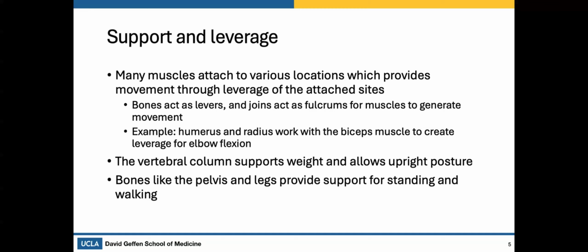Leverage. Bones also act as levers, and joints act as fulcrums for muscles to generate movement. For example, the humerus and radius work with the biceps muscle to create leverage to allow for the elbow to perform flexion.